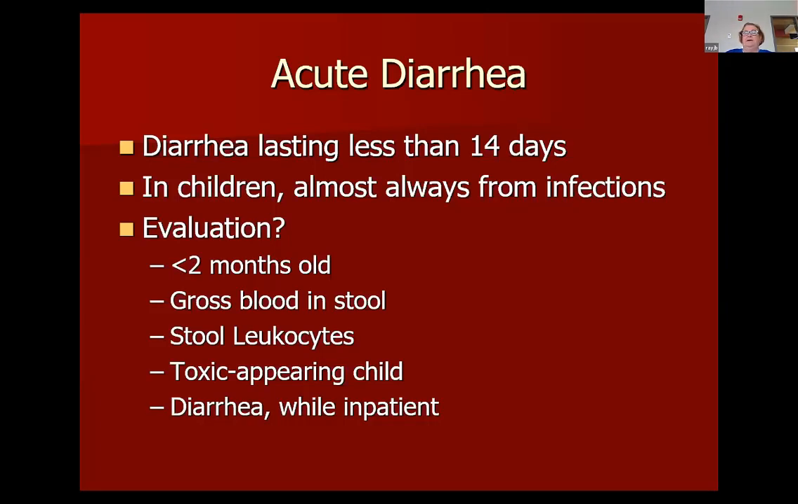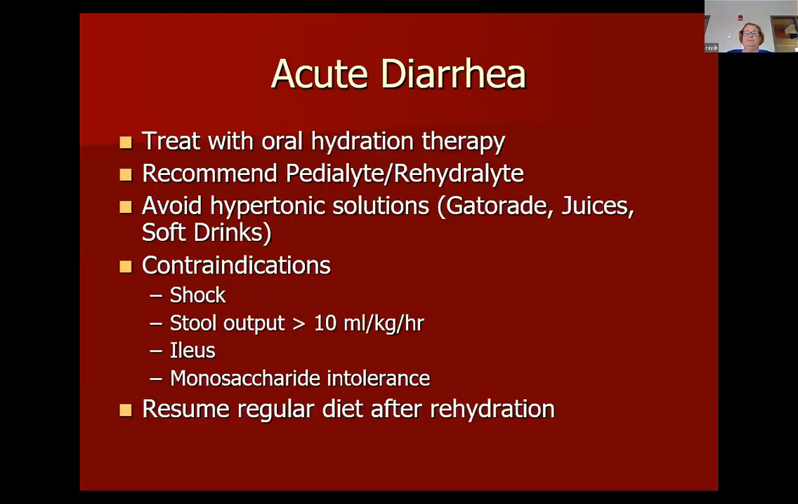And then if they have diarrhea which they developed while they're in the hospital, is it because they are possibly on some antibiotics that have caused it? And in particular, of course, we're going to worry about Clostridium difficile. So generally with diarrhea, we treat with oral rehydration therapy. Now, the problem I find is that people think, oh, we can just do that for several days.